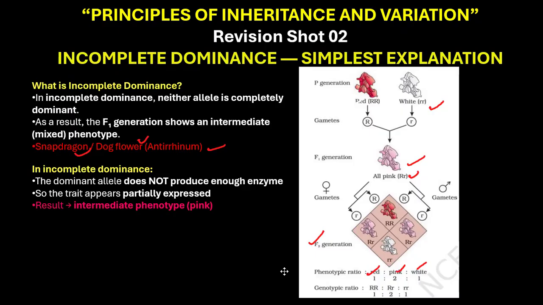examples. Snapdragon, it's also called dog flower or Antirrhinum majus. So they will start the question from the example itself, because the questions will be competency based. So the questions may start from the example itself.